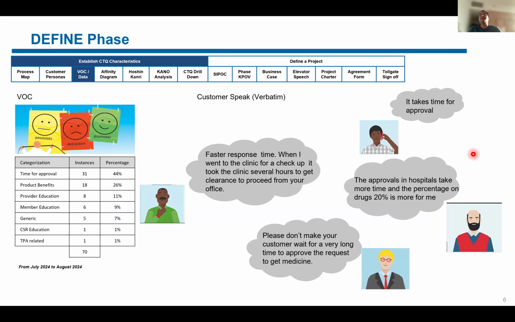So we have collected around 70 data points, and what you see on your left is a breakup or categorization of the various reasons where the customer was displeased or felt that the process is not working well.